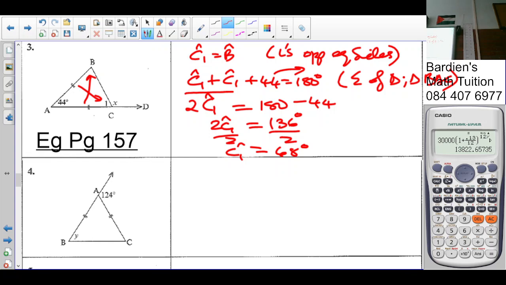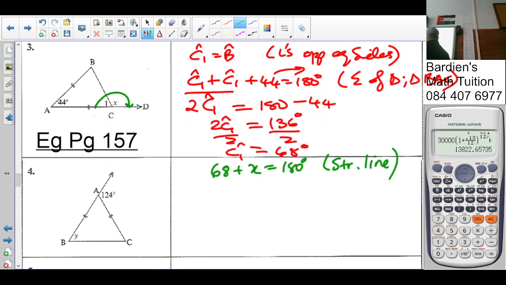No. What must I do? I must calculate angle x. So, what do I say now? C1 plus x is equal to 180. But C1 is 68. So 68 plus x is equal to 180. Reason? Straight line. So x is equal to 180 minus 68, which is 112.